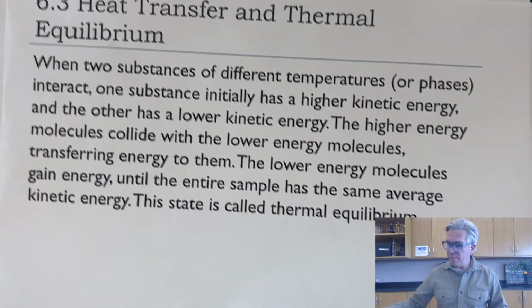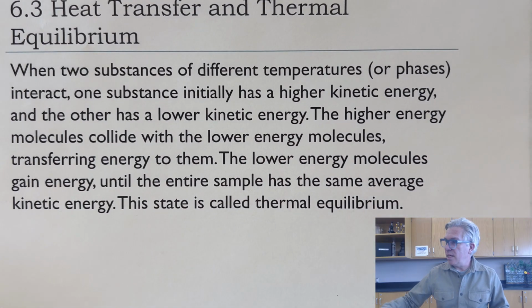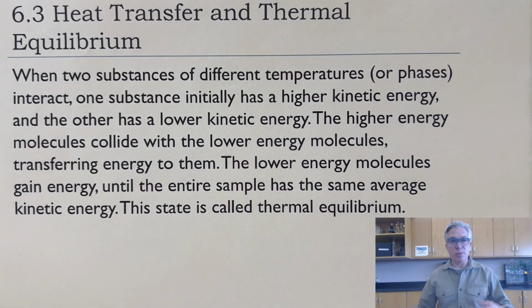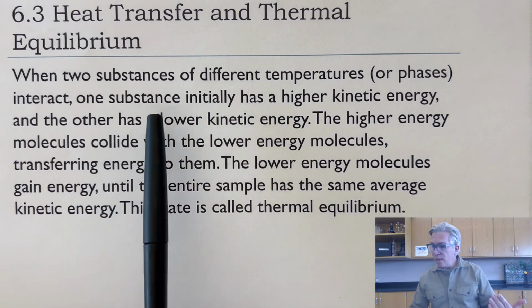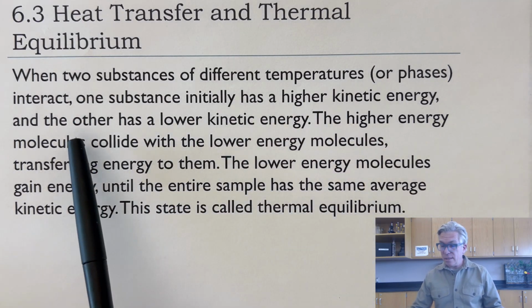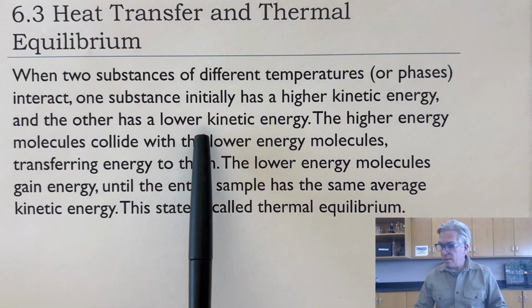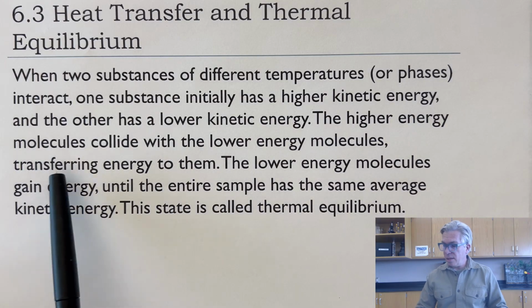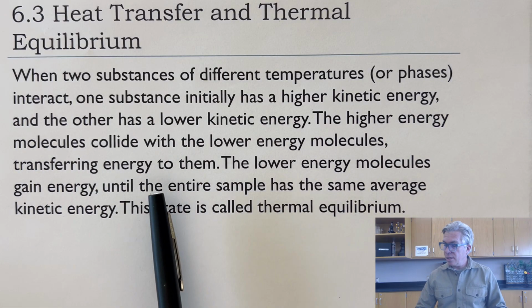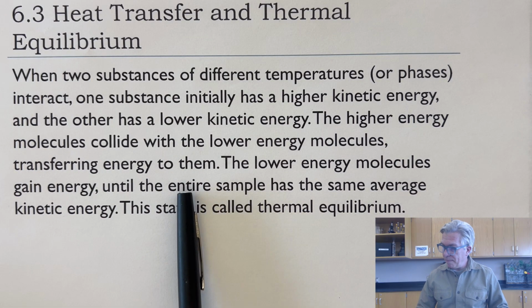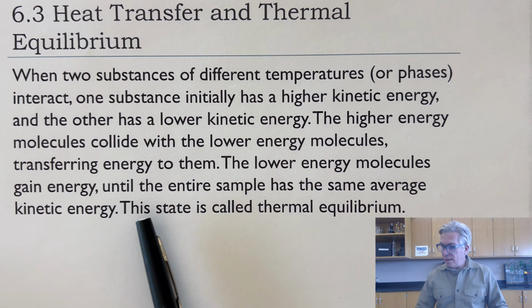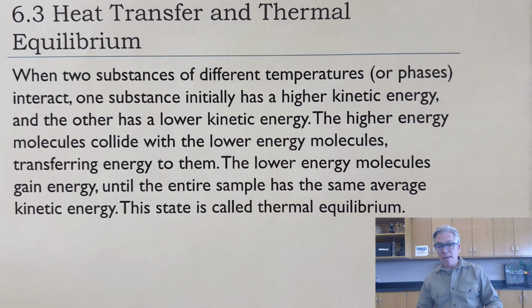I'm going to show you a couple of different representations of that. Here's a word representation if you want to pause and write this down. When two substances of different temperatures or phases interact, one substance initially has a higher kinetic energy and the other has a lower kinetic energy. The higher energy molecules collide with the lower energy molecules, transferring their energy to them. The lower energy molecules gain energy until the entire sample has the same average kinetic energy. This state is called thermal equilibrium.